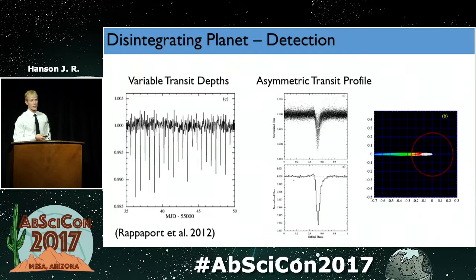As for how they're actually detected, there are 2 big telltale signs that you're looking at a disintegrating planet. The first is variable transit depths. You can see this is a periodic signal, but it varies in depth. And the second is an asymmetric transit profile. You can see the ingress is a much steeper gradient than the egress, and that's due to the diffuse portion of the tail taking a long time to exit the face of the star.